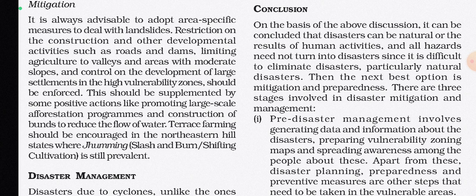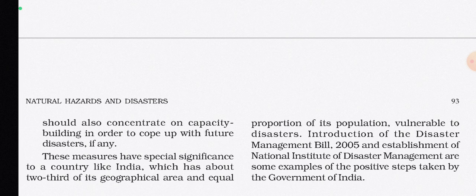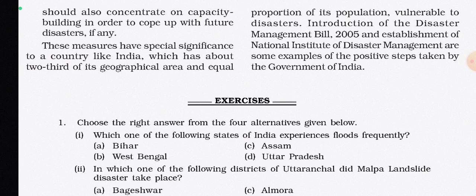Pre-disaster management involves generating data and information about the disasters, preparing vulnerability zoning maps, and spreading awareness among the people about these. Apart from these, disaster planning, preparedness, and preventive measures are other steps that need to be taken in the vulnerable areas. During disasters, rescue and relief operations such as evacuation, construction of shelters and relief camps, supplying of water, food, clothing, and medical aids, etc., should be done on an emergency basis. Post-disaster operations should involve rehabilitation and recovery of victims. It should also concentrate on capacity building in order to cope up with future disasters, if any.